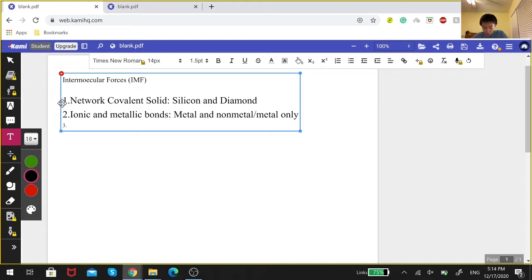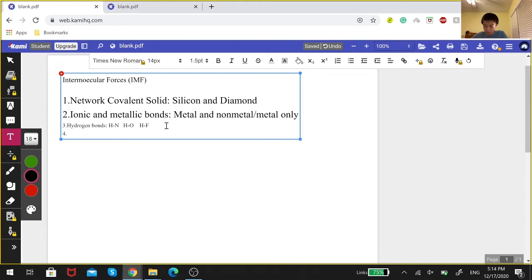Third, we have hydrogen bonds. Our third strongest is hydrogen bonds. This is anything that is hydrogen bonded to a nitrogen, or hydrogen bonded to an oxygen, or hydrogen bonded to a fluorine. If it's anything that is not one of these three, then it is not considered a hydrogen bond. So just because there's hydrogen in it does not mean it has hydrogen bonds. It has to be bonded to nitrogen, oxygen, or fluorine.